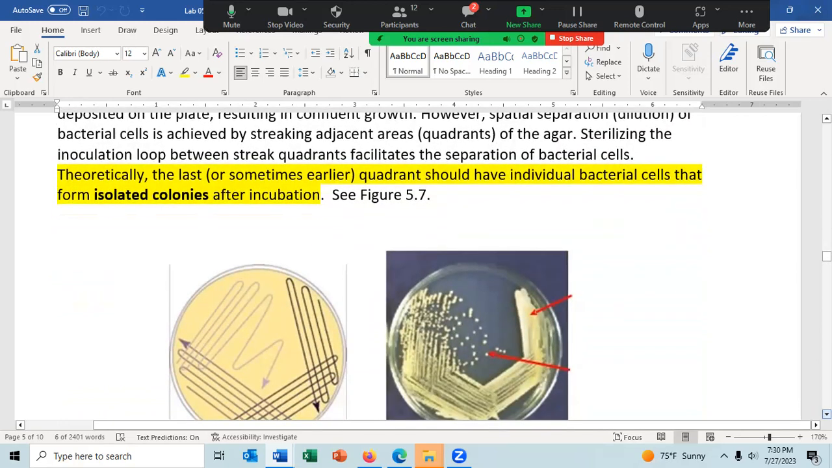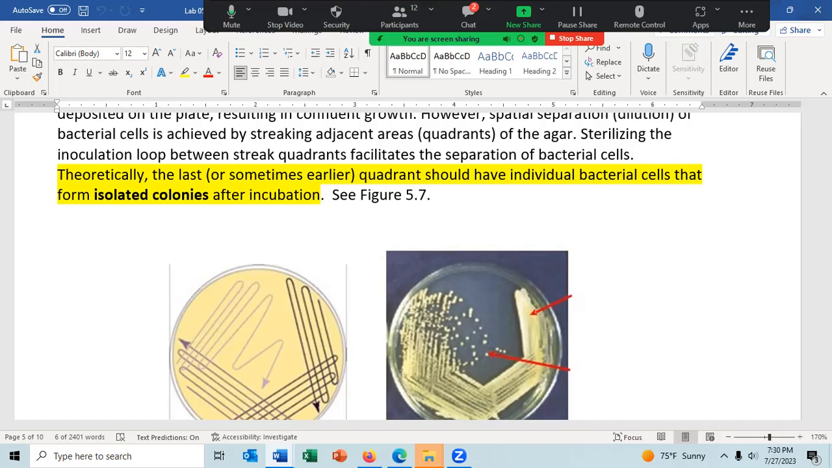When you're streaking out for colony isolation, what you're doing is taking your loop, sterilizing it, picking up some bacteria, and then streaking in 1 quadrant. When you very first start, the bacteria will be very high, and then as you streak, the bacteria numbers will decrease, but they'll only decrease by a little bit, at most a factor of 2. Something like a factor of 2.